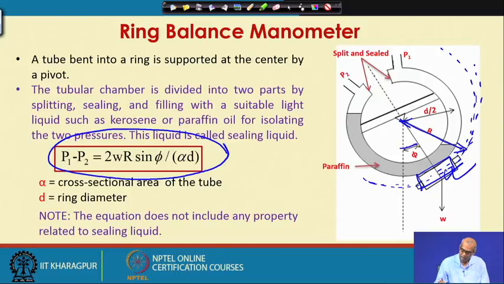Phi is the angle by which the ring has rotated, and D is the ring diameter. So, this is the D by 2. This equation can be written by analyzing the torque.